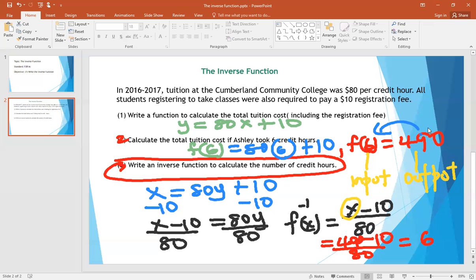I hope you guys understand the general concept when it comes to the inverse function. So a function would take us from the input to the output, whereas the inverse function would take us from the output to the input.